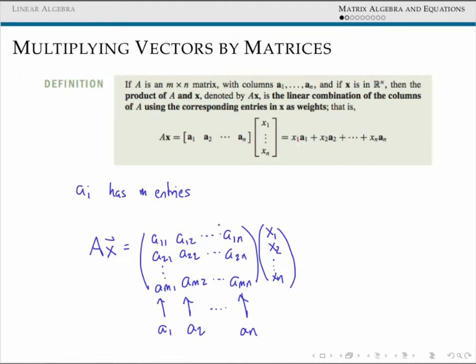by just taking our x1 times the entire first column. So A1 is a vector. Typically, I guess we write this in the opposite order. So we'll write our constant x1 times our vector A1, x2 times our vector A2, all the way up to xn times our vector AN.